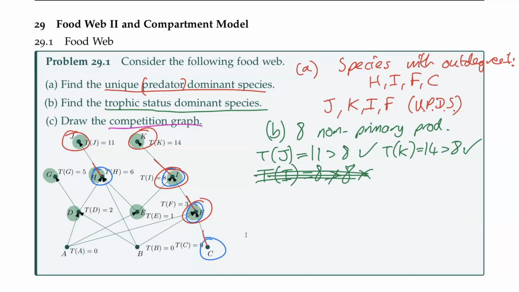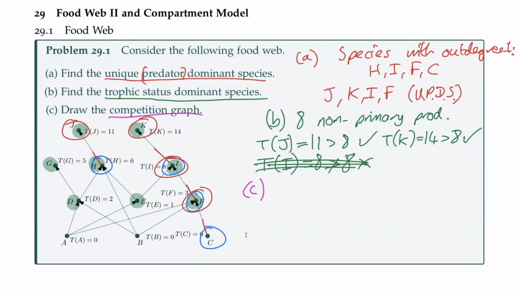Okay, part C, we're asked to draw the competition graph. Now, competition graphs tend to be somewhere that students fall down with this. So let's just go through this in detail and make sure this is quite clear. A competition graph is telling us some of the information that we have in our food web. And it's focusing on when species are competing with each other for food.